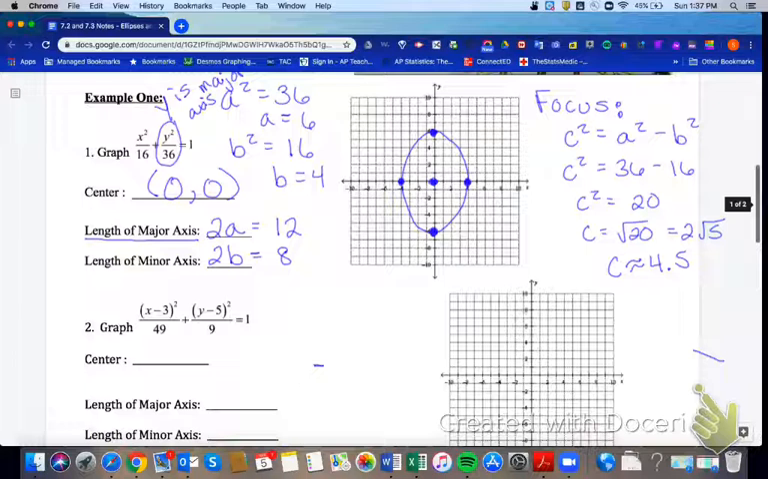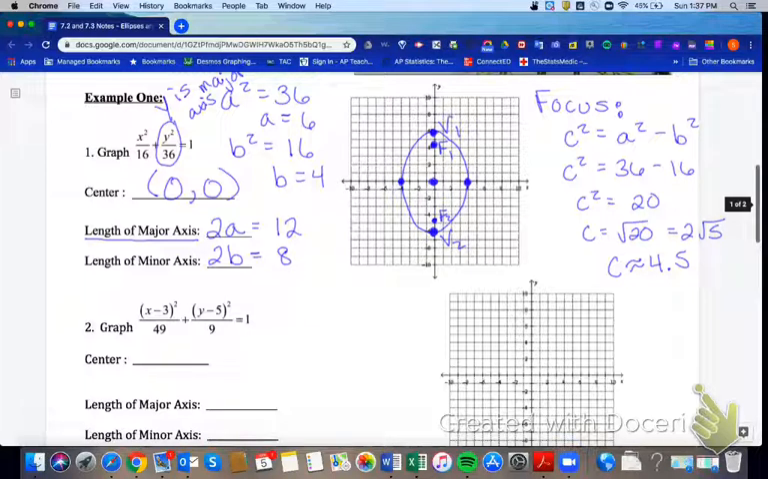So then from the center of the ellipse, remember you have one vertex and the second vertex. They're always on the major axis. The focus is just in from the vertex on the major axis. So from the center, we're going to go up 4.5 units. Puts it about right there. So focus 1. And then we go down 4.5 units. Focus 2. All right, that's it for that ellipse.